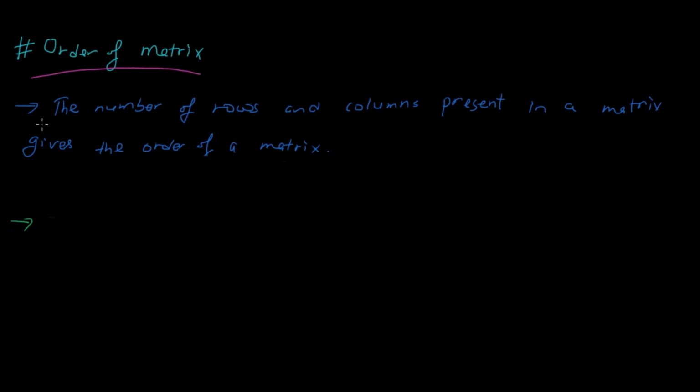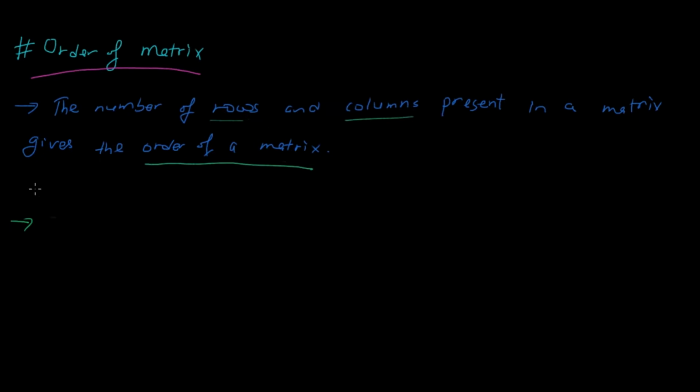It is very easy. The basic definition or statement for the order of matrix is that the number of rows and columns present in a matrix gives the order of matrix. I have already mentioned in the previous lecture what is a row and what is a column. So it is just the number of rows and columns. How many rows and how many columns are present in any given matrix gives the order of matrix.